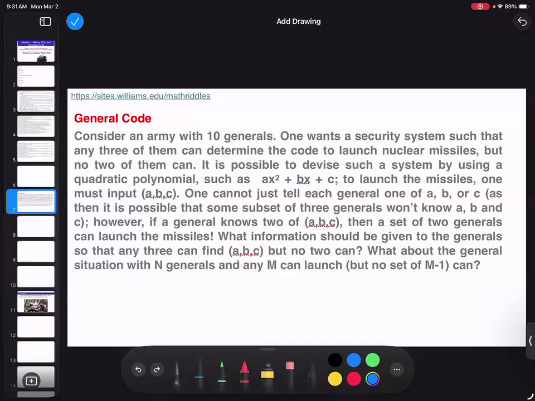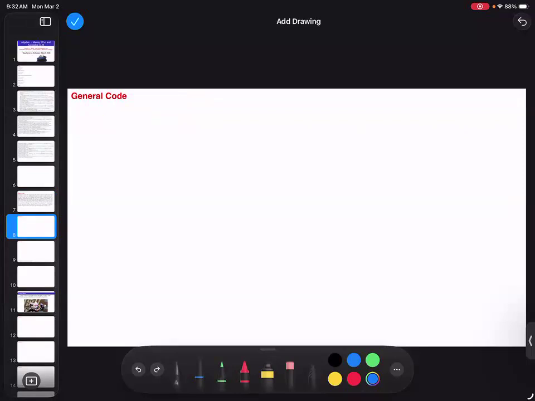One cannot give each general one of A, B, or C. So the password is going to be the triple, the A, B, C, the coefficients of the quadratic. If you give me that triple, you can launch the missiles. I want to give information to people in such a way that any 3 people can launch, but no 2 people can launch. And so the question is, how do I give out the information? Who gets what? Okay. So can somebody tell me why I can't just give somebody all 3 coefficients?